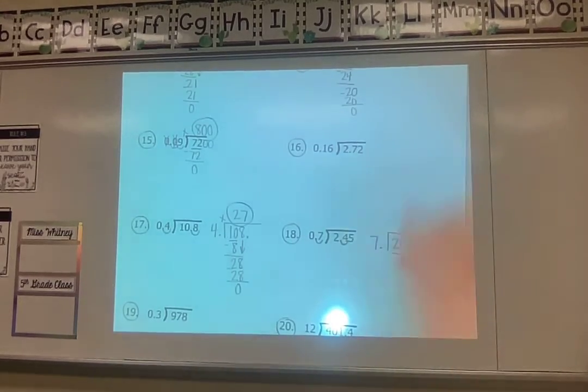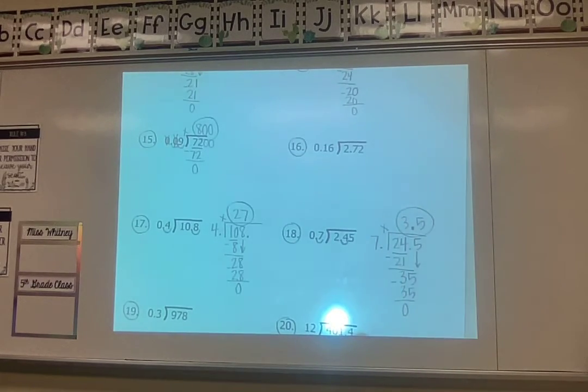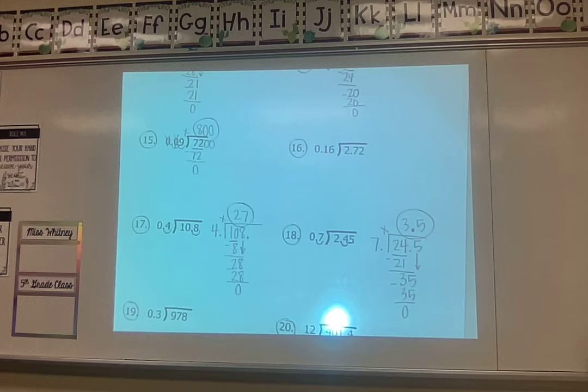7 into 24 would be a 3. 7 times 3 is 21. When I subtract, I get a 3. Bring down that 5. I notice that I passed my decimal, so I have to copy it up there into my answer. 7 into 35 now would be a 5. 7 times 5 is 35, which would give me a 0. So 3.5 is my answer on that one.